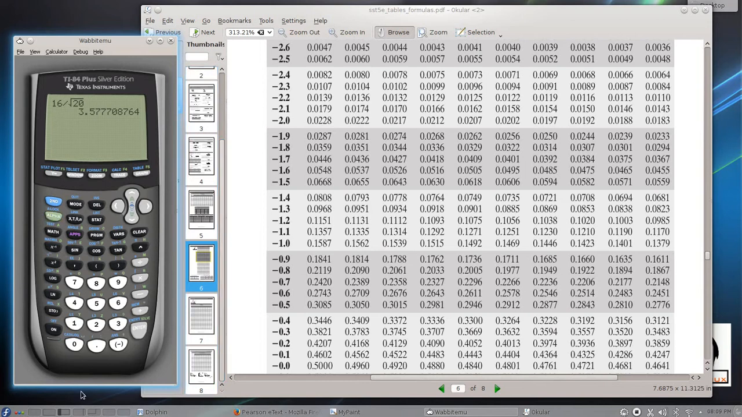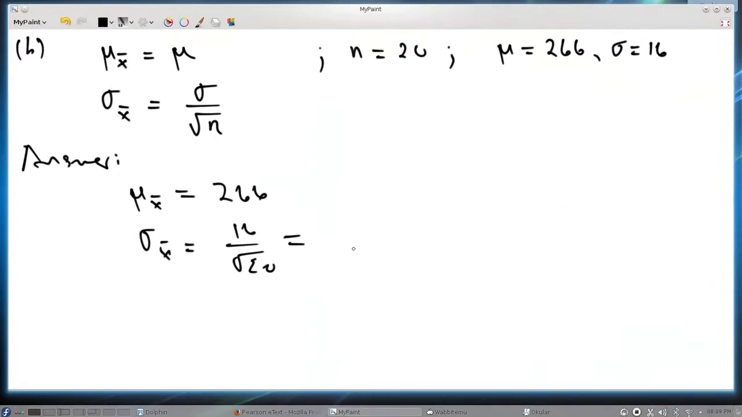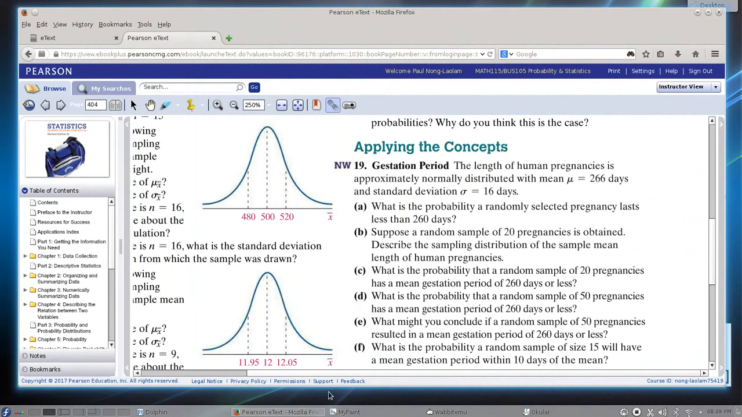So we'll go back to here and record that number, which is 3.58. These are the properties of the sampling distribution of human pregnancy. Now, question C asks us to compute the probability for a random sample of 20 pregnancies. In this particular case, part A and part C are quite similar. The only difference is that instead of n equals 1 for part A, we have n equals 20 for part C.